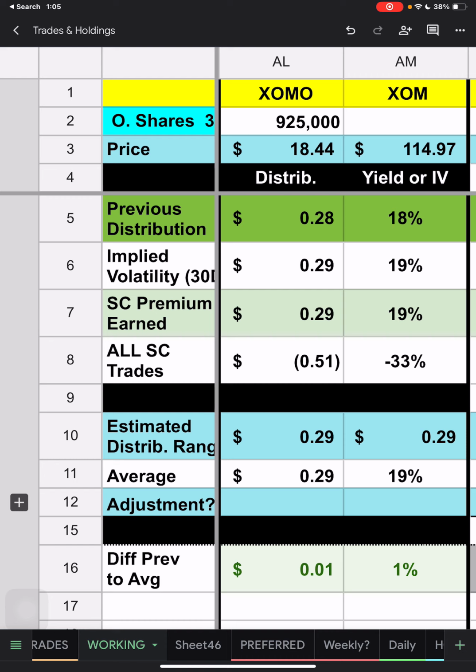But anyway, let's look at Zomo here. So Zomo previous distribution was 28 cents.